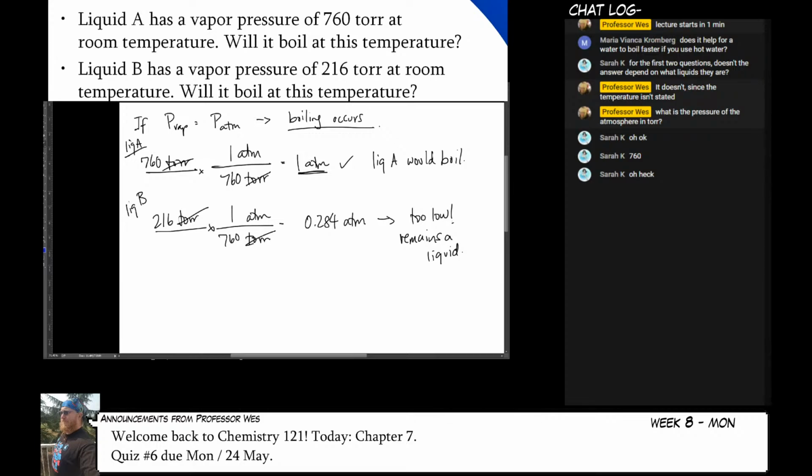I misspoke over here in the chat log when I said it doesn't, since the temperature isn't stated. It totally does state that. It says room temperature. It doesn't matter what the liquid is because the vapor pressure is based on the liquid, so whatever the liquid is, it'll have whatever vapor pressure it does. So this just corresponds to some randomly chosen liquid. It may not even exist.